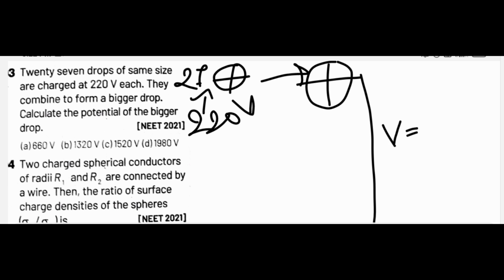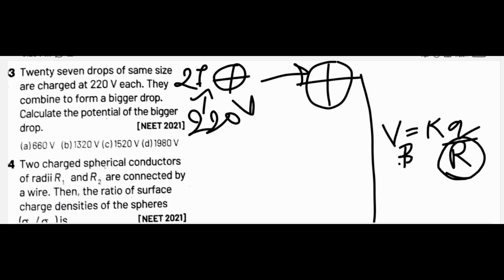See, we know the basics, that V is equal to K into Q by R. If we want to find the bigger drop potential, here K is constant and they are not talking about the charge, so the radius is important here. Hint: the radius is a very important hint to calculate the answer. How are the radii of the smaller sphere and bigger sphere related?